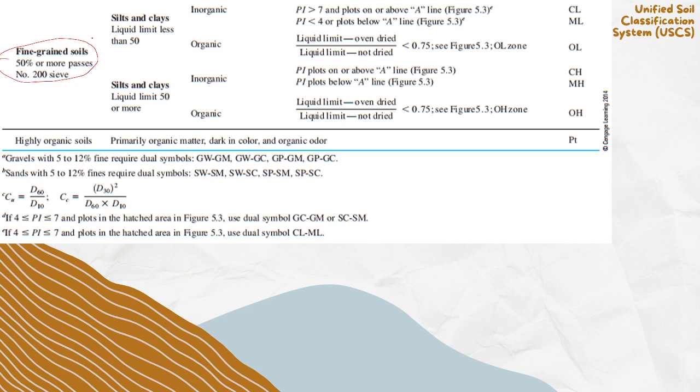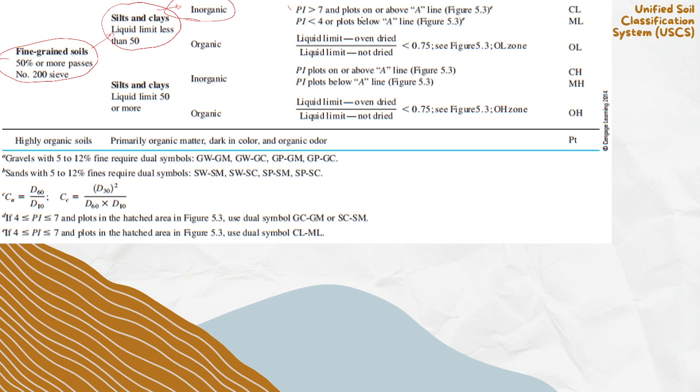And then, let's determine if it will fall under the silts and clays or the silts of the other one. Our liquid limit is 30, so this is less than 50. And our soil is not organic. Then, let's check the plasticity index. The plasticity index is equal to 10, which is greater than 7.